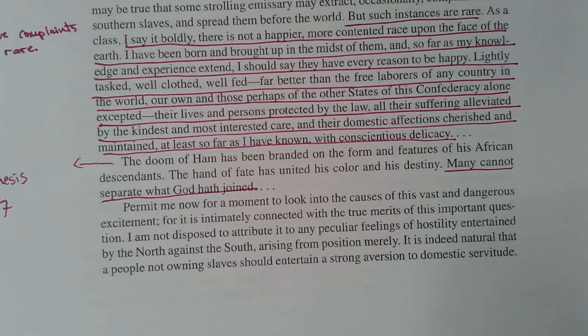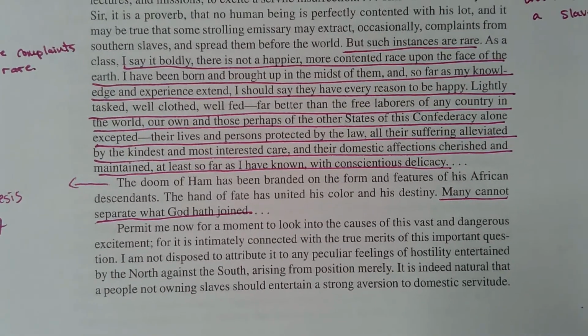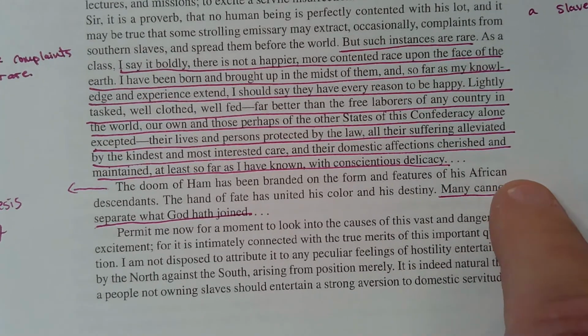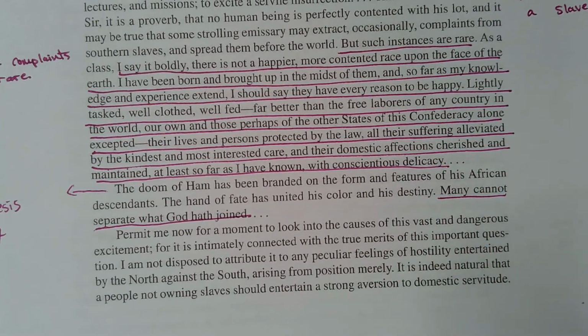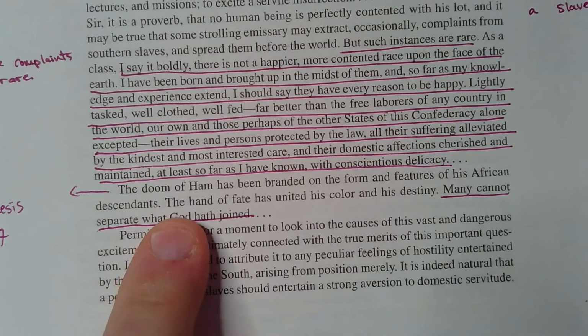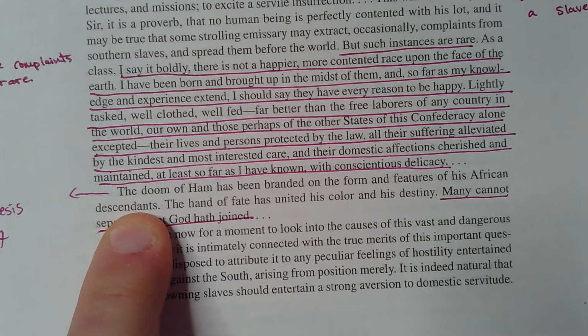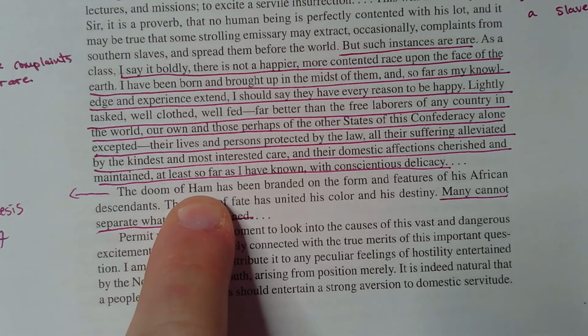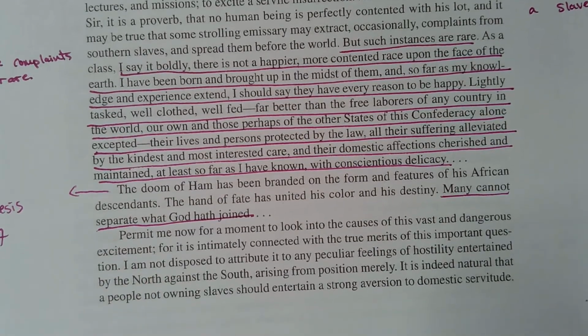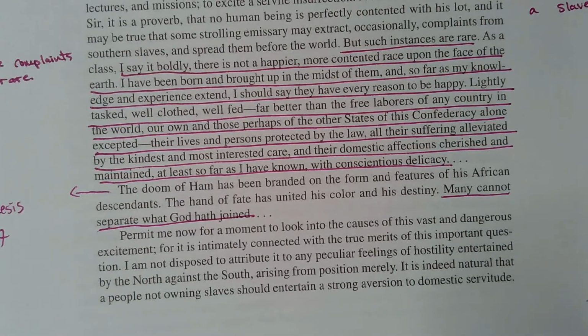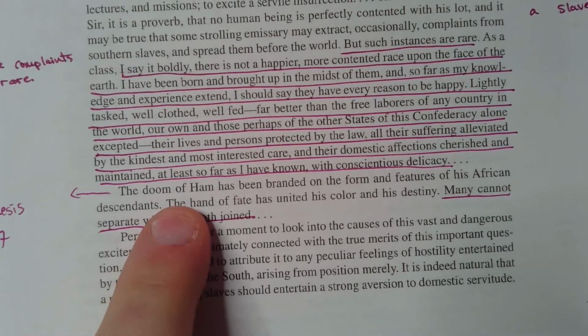He's also going to say that this is just the natural condition of the African race. And he makes a weird reference here. So he says that this is the doom of Ham. This has nothing to do with a pork product. Okay, this is not ham like you put on a sandwich. Ham here refers to one of the sons of Noah. This is a biblical reference.